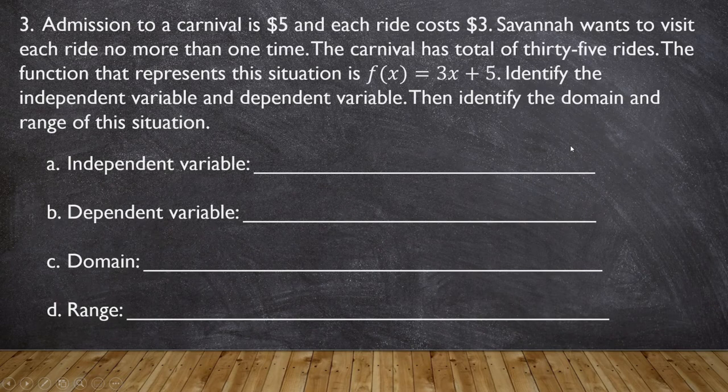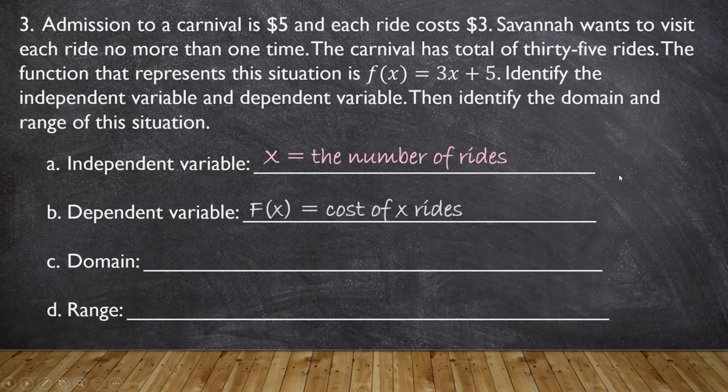So Savannah can choose how many rides she wants to ride. X is the number of rides. The dependent variable is the cost. The cost will change depending on how many rides. Okay, so the cost depends on how many rides she rides.